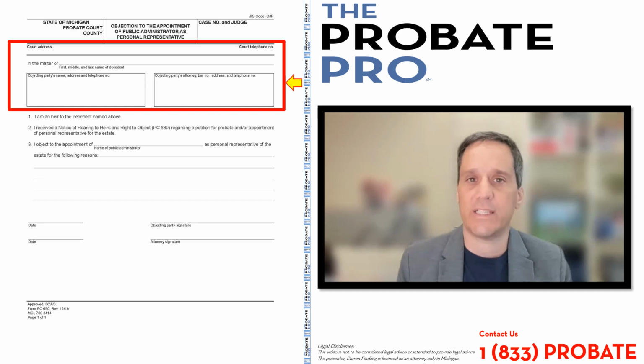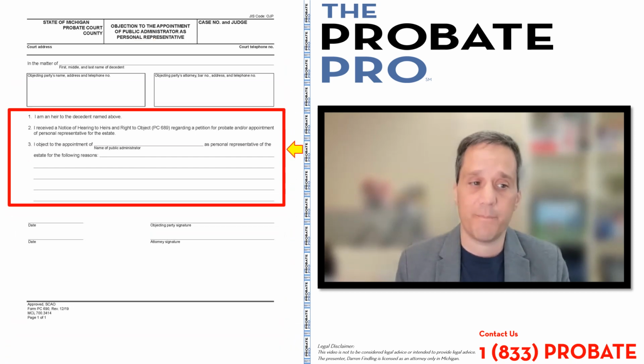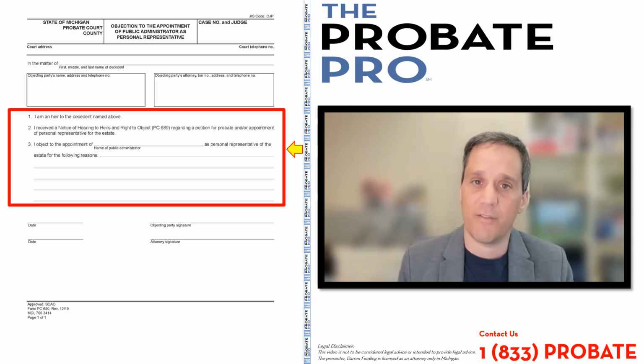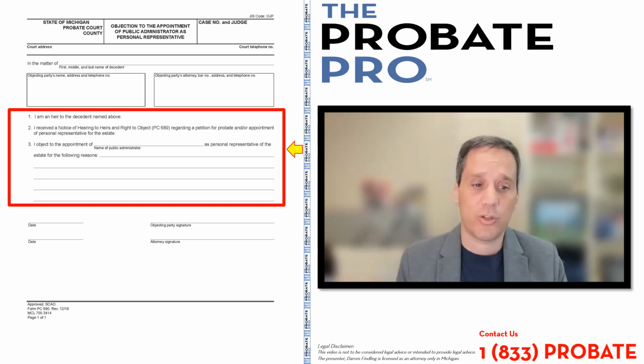In this particular case, the court address would be identified, and the matter of would be the name of the person that died, the decedent, the objecting party, and if there's an attorney, the objecting party's attorney. Pretty straightforward here. Number one says, I am an heir of the decedent named above, meaning they're an heir of that person that died. Two, I received notice of hearing to the rights and right to object, PC 689, regarding a petition for probate and appointment of personal representative.